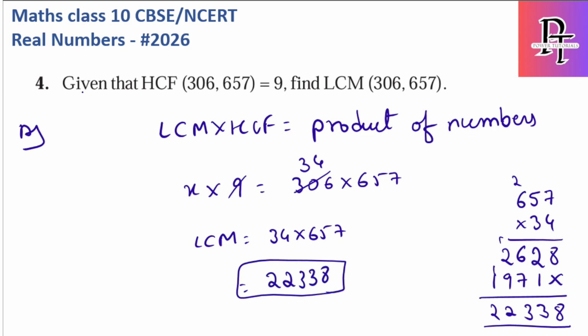Okay, this is an easy question and a very important question. This type of question will definitely come. They will give you the LCM, HCF and the two numbers, and they can ask in either way. But this step is important: LCM into HCF is equal to the product of those two numbers.